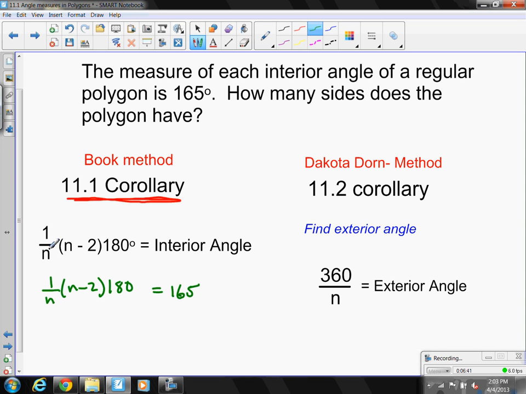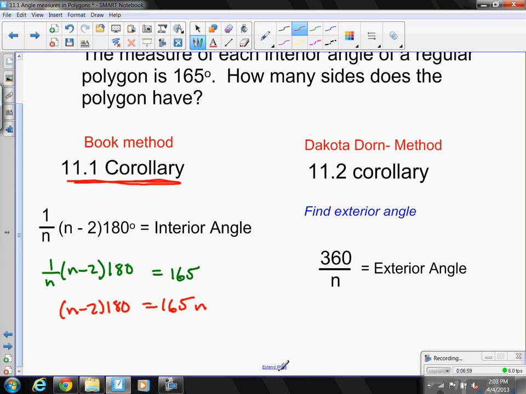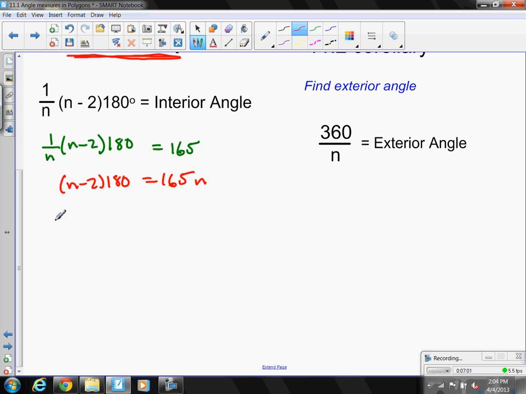Notice multiplying by 1 over n is the same thing as this divided by n. So if I was going to solve this, I would first multiply both sides by n, get n minus 2 times 180 equals 165n. And from here, distribute: 180n minus 360 equals 165n.